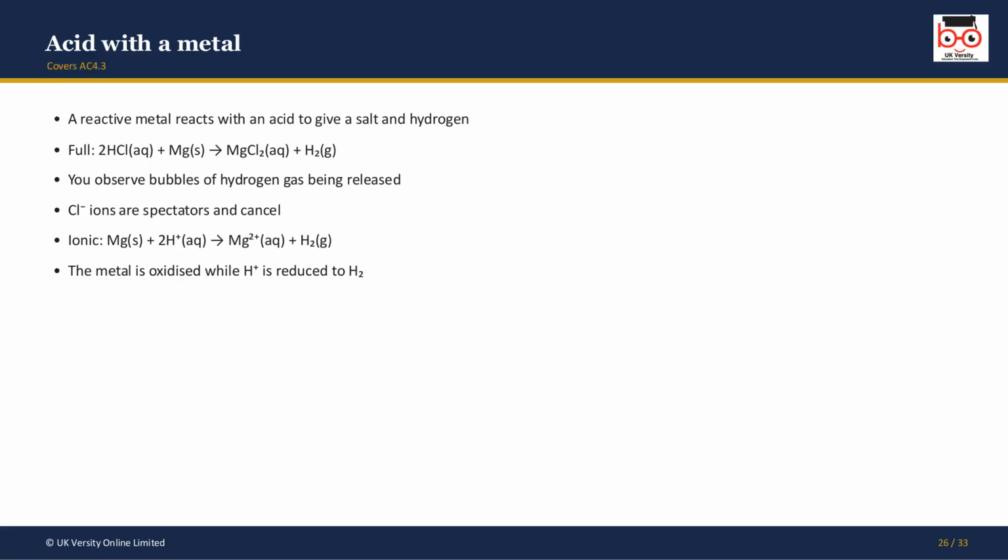Next, an acid with a metal. A reactive metal reacts with an acid to give a salt and hydrogen gas. For hydrochloric acid with magnesium, the full equation gives magnesium chloride and hydrogen, and you'd see bubbles of hydrogen gas coming off. The chloride ions are spectators and cancel, leaving the ionic equation. Magnesium plus 2 hydrogen ions gives a magnesium ion plus hydrogen gas. In the process, the metal is oxidized while the hydrogen ions are reduced to hydrogen gas.